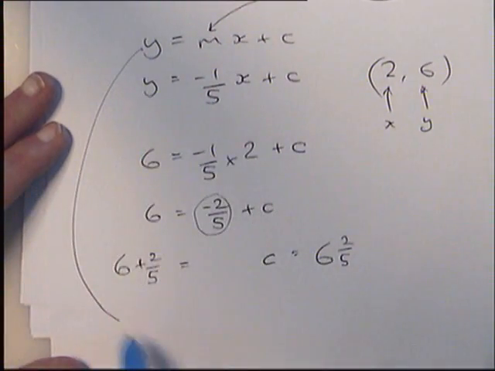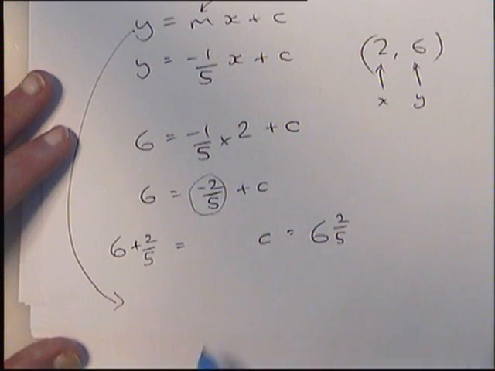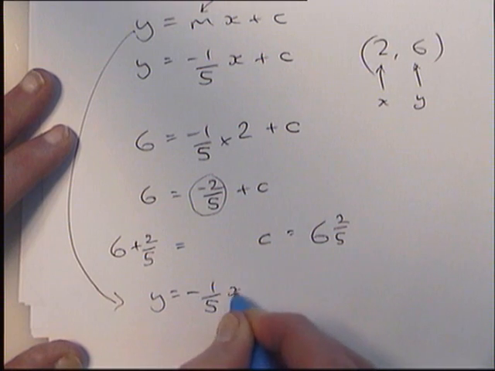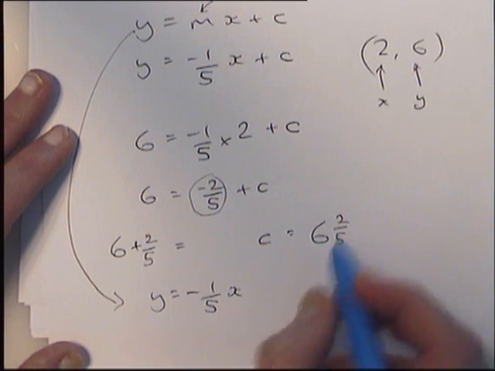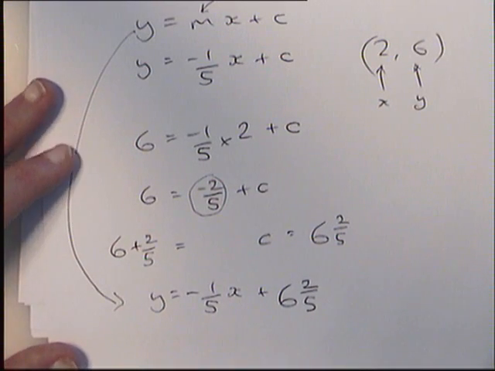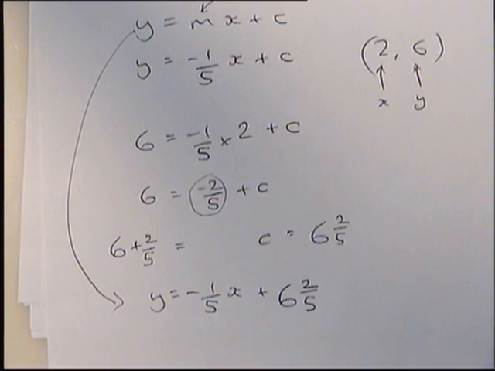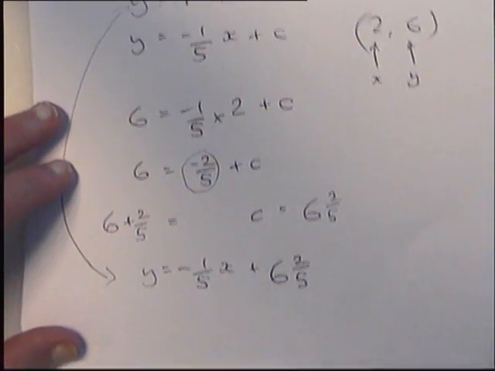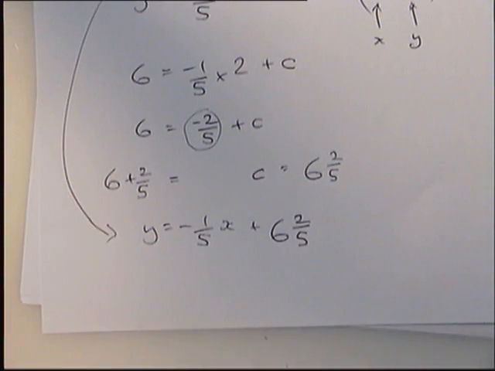So going from my y equals mx plus c line, I already knew that m was minus 1/5, and I now know that c is 6 2/5. So there's my equation of my normal. Now, sometimes on an exam paper particularly, where it may even give you the answer and say show it equals something, they will want you to get rid of the fractions.